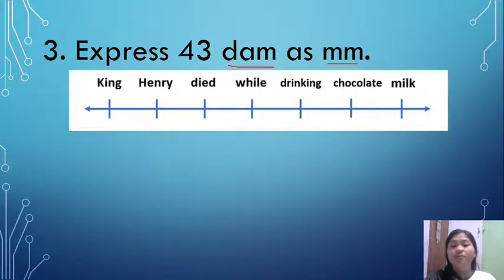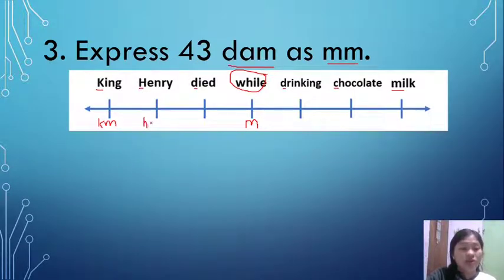You have to memorize this sentence. This is very easy. You have: King Henry died while drinking chocolate milk. The one in the middle, while, is the base, that is meters. And if you notice, King starts with K, Henry with H, died with D, drinking with D, chocolate with C, and milk with M. So King stands for kilo. We just add M to it: kilometer. Henry stands for hecto. We add M: that's hectometer.